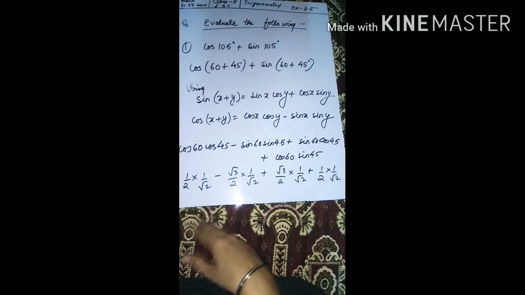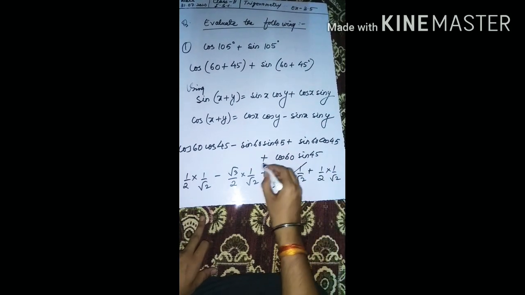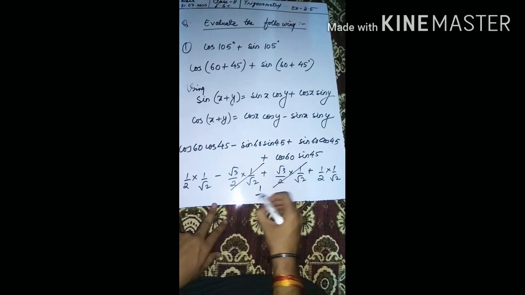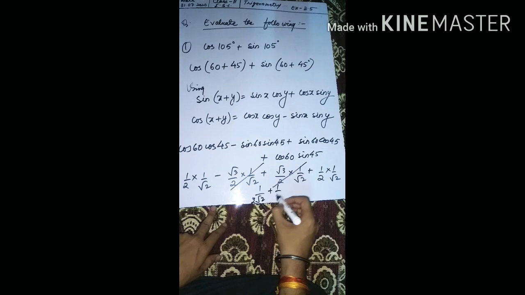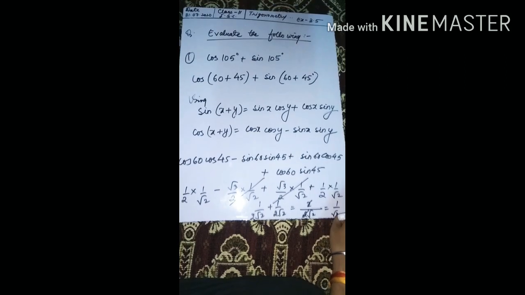So I have put all the values here. Alright, so as we can see that here this is cancelling with this one, and they both are getting added. So this is 1 upon 2 root 2 plus 1 upon 2 root 2. Okay, so here 2 upon 2 root 2. So 2 to 2 you can cancel, so 1 upon root 2 will be the final answer.